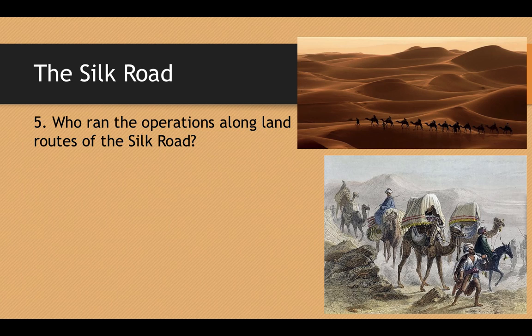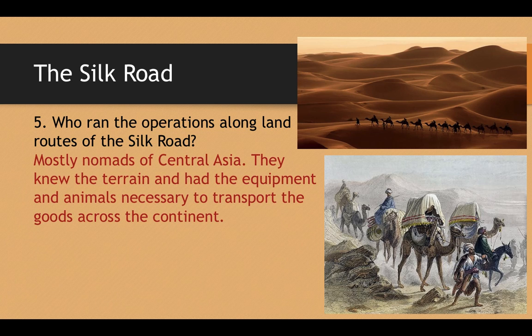The people who ran the operations along the land routes of the Silk Road were mostly nomads from Central Asia. Being a nomad, or being nomadic, means you don't have a permanent home. You just wander from place to place wherever there's grazing land, water, or food. The nomads of Central Asia knew the terrain very well. They knew the mountains and the desert and how to get things from here to there. They also had the equipment and the animals necessary to transport the goods across the continent.